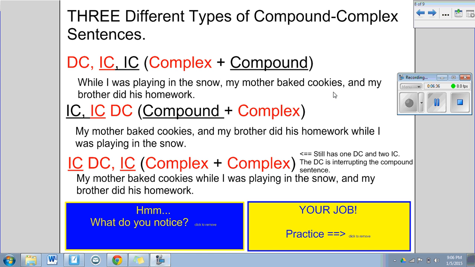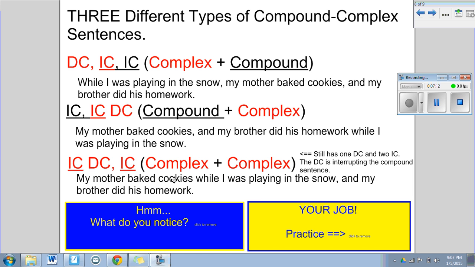So what's important to note here with these sentences is that you still follow the same rules with the commas as you would with the compound sentence or with the complex sentence. So for example, in the first one, your dependent clause is in the beginning, so you still have that comma. Then as you go into the compound sentence, you still have your comma. In the second sentence, the compound sentence is first, so you still have the comma. And then your complex sentence is at the end, so you don't need to have the comma anymore.